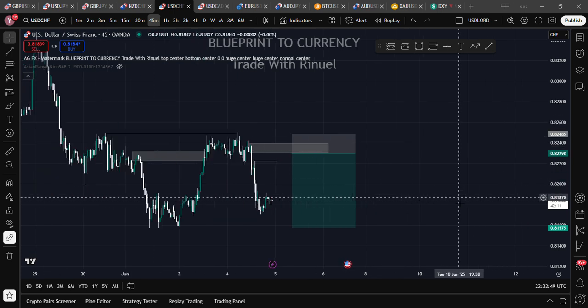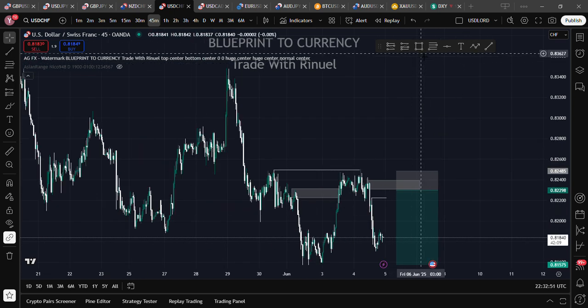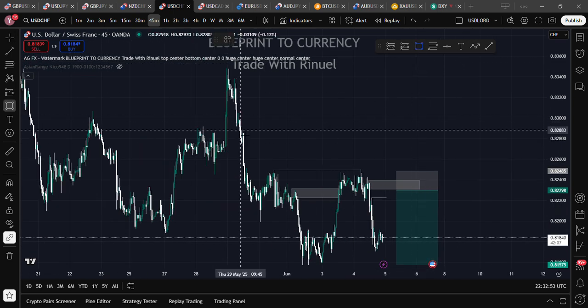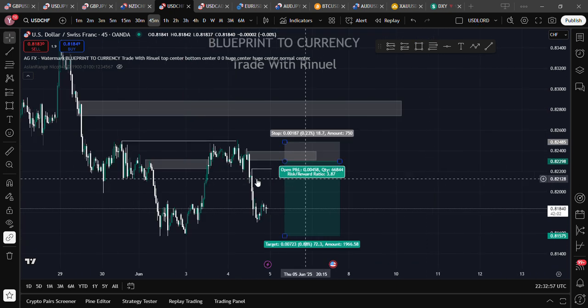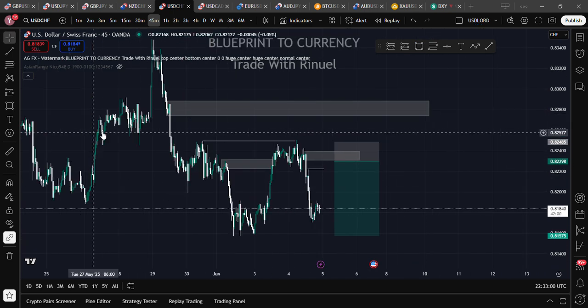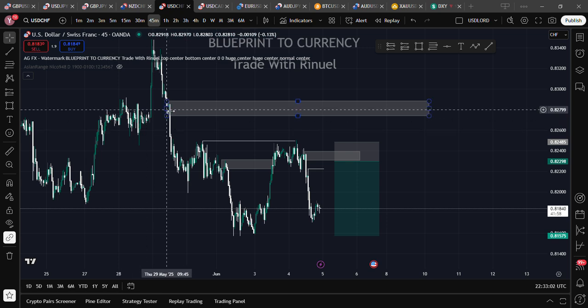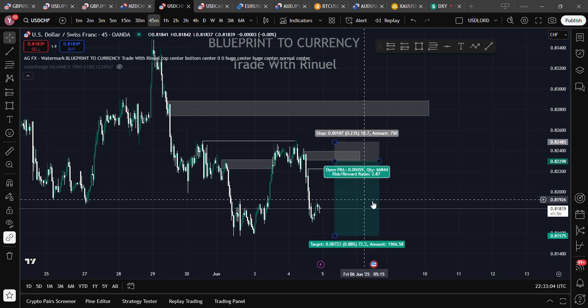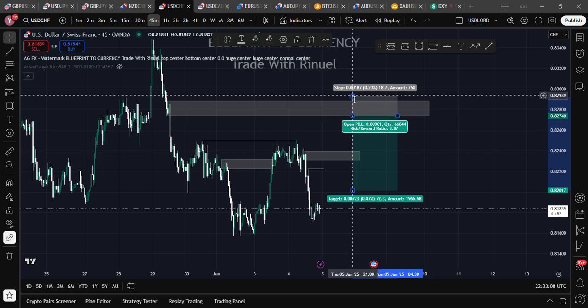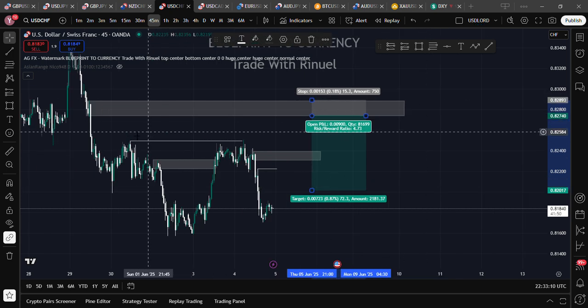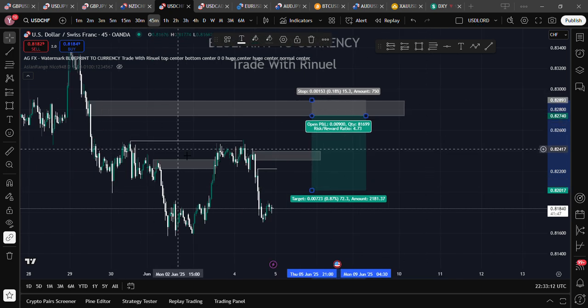Wait, I'm just seeing this. So we have this zone here. Now let's take this zone. Wow, this is a perfect zone. So we have this zone here, this other block zone here. This is inducement, so price is going to come into this zone here. This is much more perfect, better. So we expect price to take out this inducement that is liquidity.